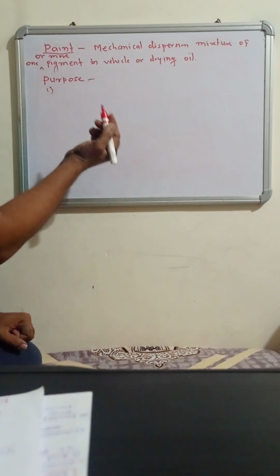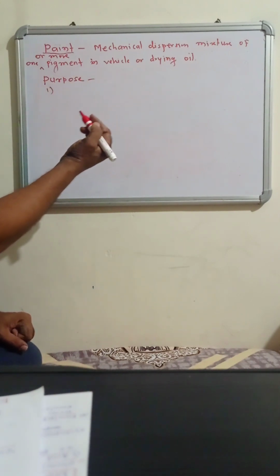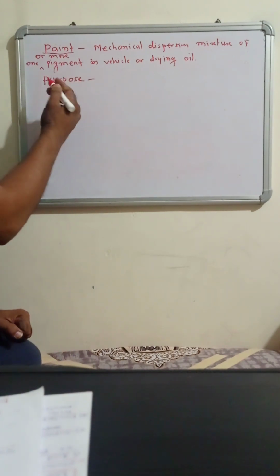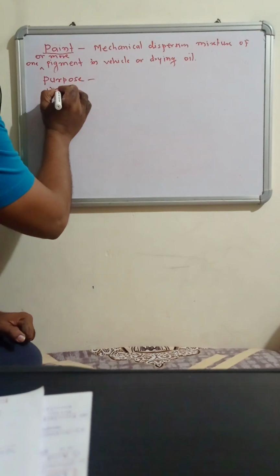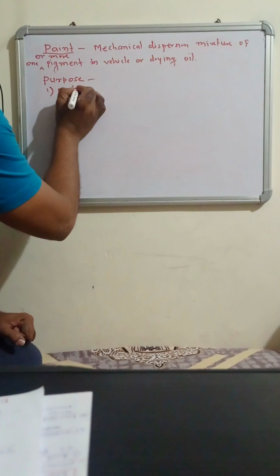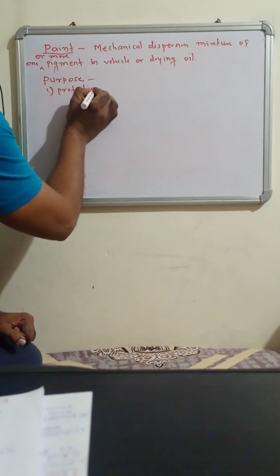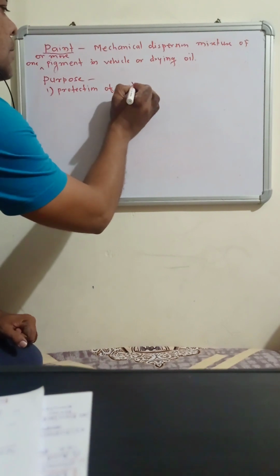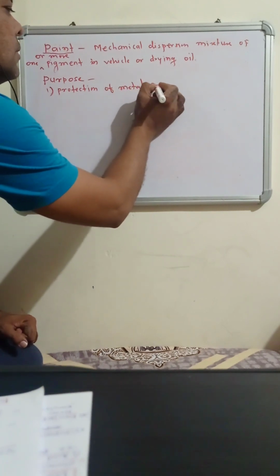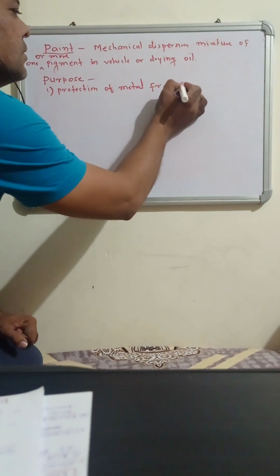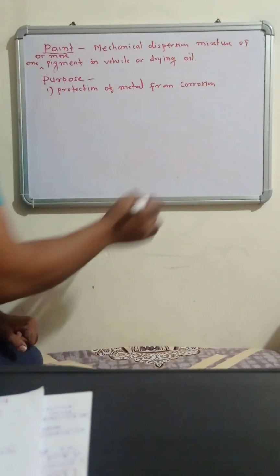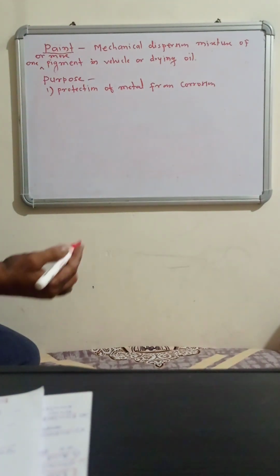आपण पेंटचं ऍप्लिकेशन एखाद्या ऑब्जेक्टवर कशासाठी करतो की त्या मेटलला करोजन पासून वाचवण्याकरता आपण पेंटचं ऍप्लिकेशन करतो. दॅट्स वाय द फर्स्ट पर्पज इज द प्रोटेक्शन ऑफ मेटल फ्रॉम करोजन. That is the first purpose of applying the paint on any object.